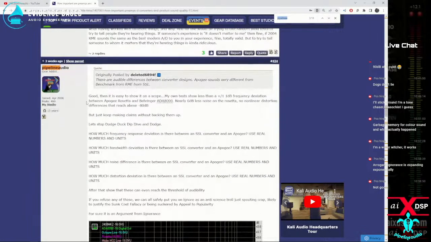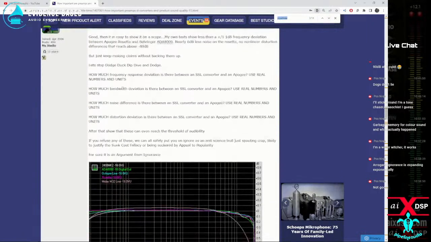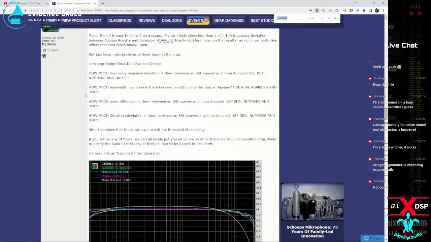So deleted says, there are audible differences between converter designs. Apogee sounds very different from Benchmark, from RME, from SSL. And so I say, good. Then it's easy to show it on a scope. My own tests show less than a plus or minus 1 dB frequency deviation between Apogee Rosetta and Behringer ADA 8000. Nearly 6 decibels less noise on the Rosetta. No nonlinear distortion differences that reach above minus 80 dB.